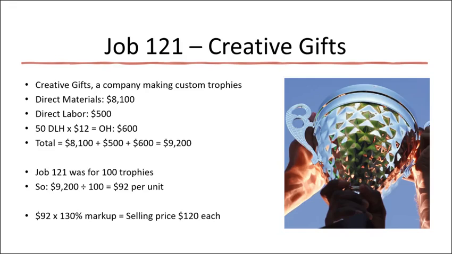This $92 unit product cost serves two purposes: valuing inventory for any trophies that aren't yet shipped, and cost of goods sold for the ones that are sold or delivered. It's also really useful for pricing decisions and margin analysis. If we know our unit cost is $92 and say we want a 30% profit margin, that's a 130% markup, then we better be charging about $120 for each of these trophies.